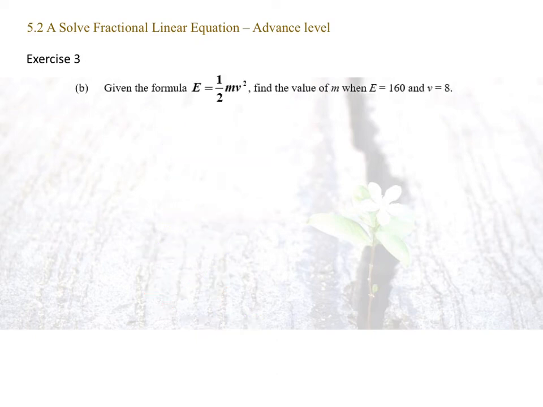Exercise 3b. Given the formula E equals half mv squared. Now there's no symbol over here. What does all this mean? This means a multiplication. Find the value of m when E is equal to 160. And m is now, I don't know what m is. And the value of v is 8. And I need to square my 8. So 8 squared. So 160 is half times m times 8 times 8, 64.